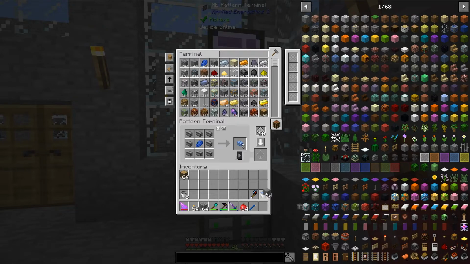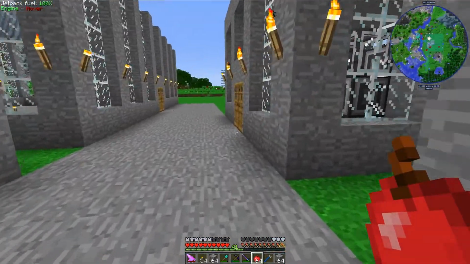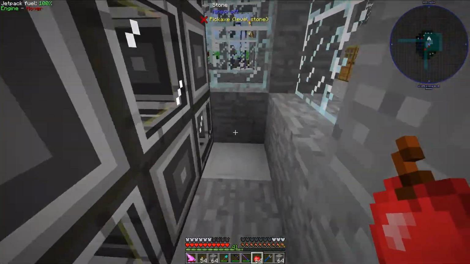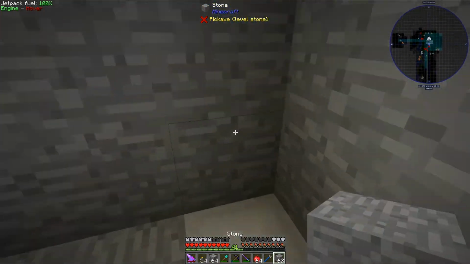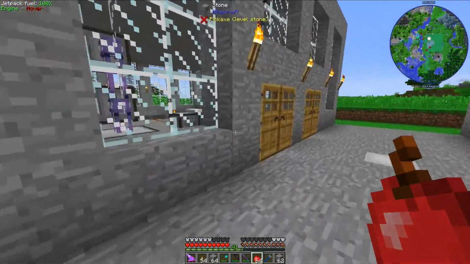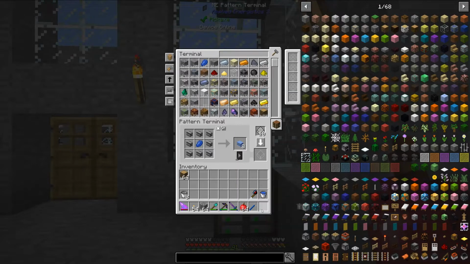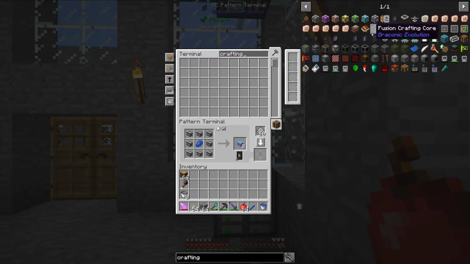So let me grab that stone. And the next thing I plan on doing is building a wireless access point so that I can access my ME system from anywhere near my main base here. And that'll be kind of valuable because that'll just help things along a little bit easier. And actually, that is not the next thing I'm going to do because we can't actually autocraft things yet. We need to do a little more. We need some crafting storage and some crafting processors.